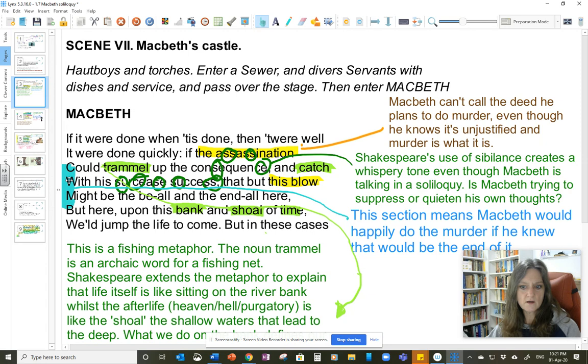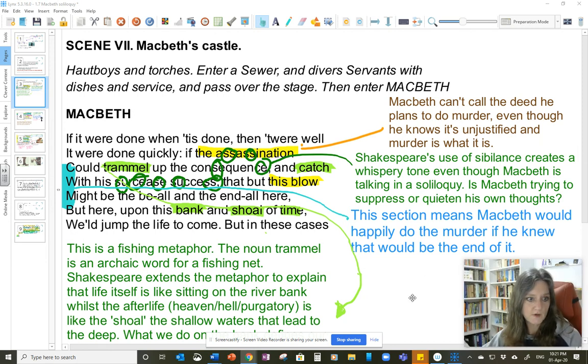He's saying that I would be absolutely happy to do this murder if I knew that I'd just do the murder and that was the end of it, that there'd be no consequences, it wouldn't come back on me. It wouldn't come back on me now, and it wouldn't come back on me and punish me in the afterlife, so heaven or hell or purgatory or whatever. So that's what that means.